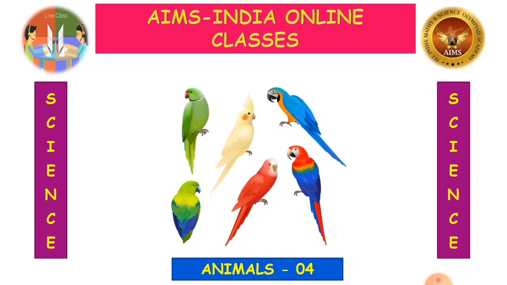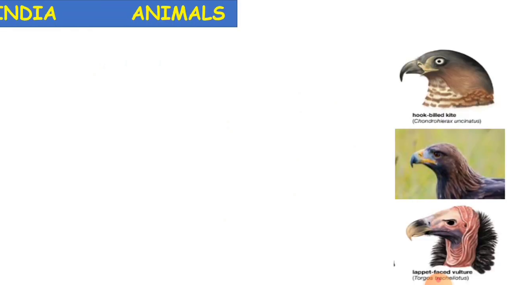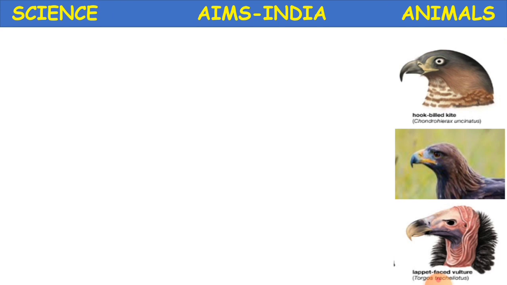Okay children, so what are you seeing on the screen? They are birds, beautiful and colorful birds. Today we'll be learning some information about birds. Where do these birds live, children? We see so many birds around us in our daily life. So where can we see them? We can see them mostly on trees.